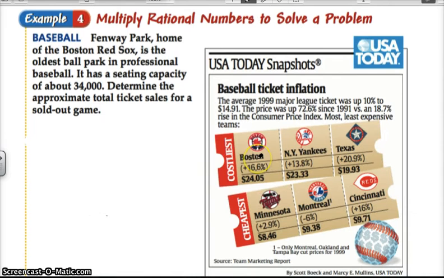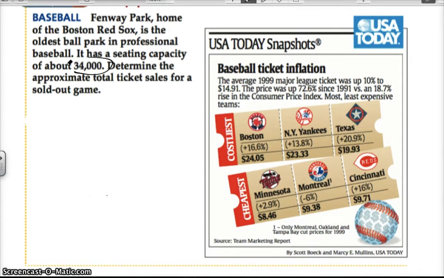And let's check this out. Example 4, we're going to multiply rational numbers to solve a problem. Here we are. Fenway Park, home to the Boston Red Sox, is the oldest ballpark in professional baseball. It has a seating capacity of about 34,000. Determine the approximate total ticket sales for a sold-out game. So basically, we're looking at selling out all of the seats, 34,000. The average price is $14.91.